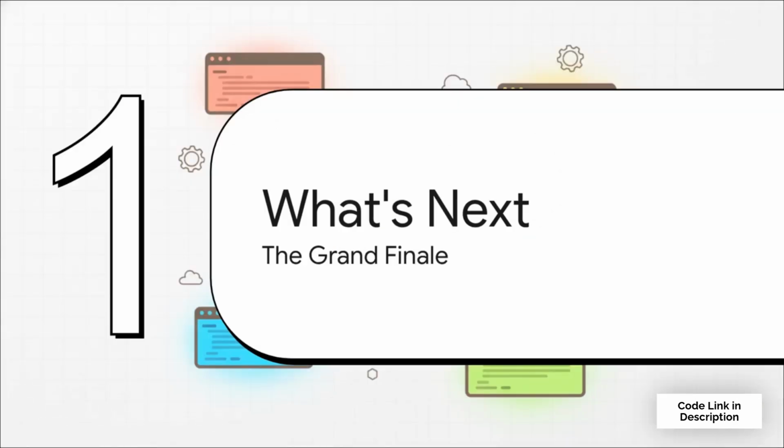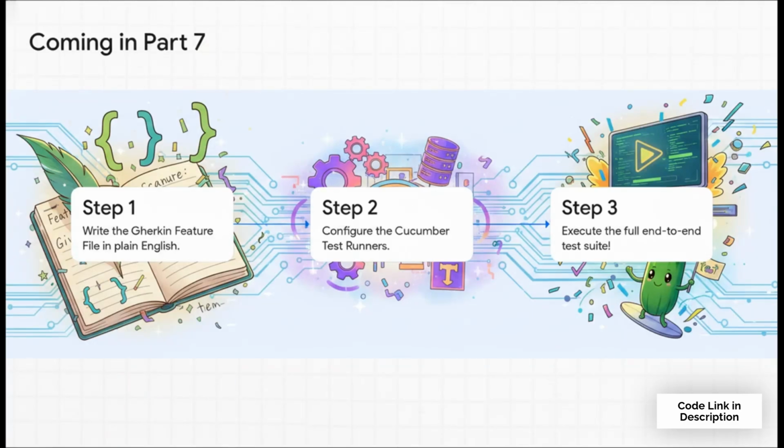Okay, let's just take a step back for a second. We have now built every single piece of our framework. We've got the configuration, the API clients, our state management bridge, and now our very first step definitions. So what's left? Well, the grand finale, of course. In our final part of the series, we're going to tie it all together. First, we'll write the Gherkin feature file that a business analyst could actually read. Then, we'll configure our Cucumber runners to know what to test. And finally, we get to hit that big green run button and watch our entire end-to-end test suite come to life.